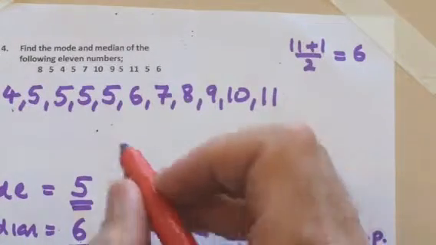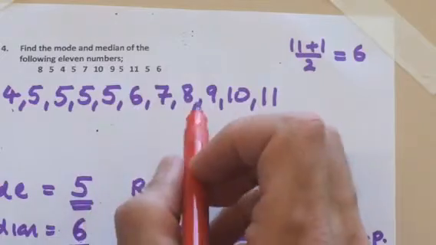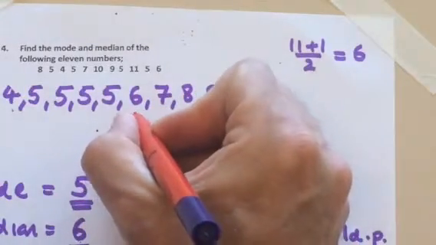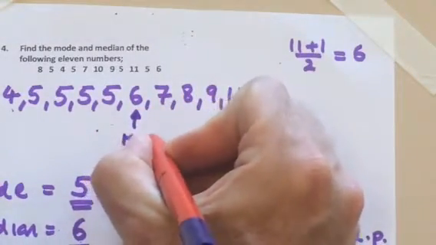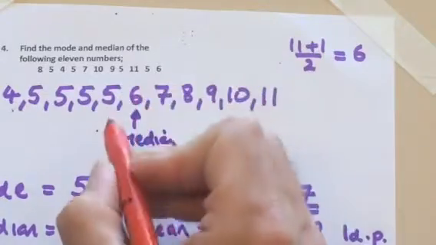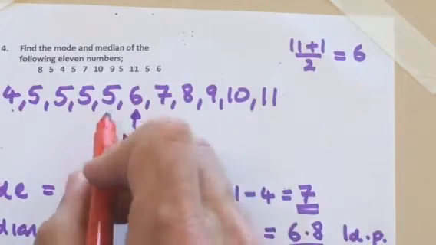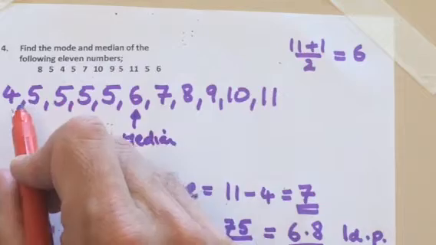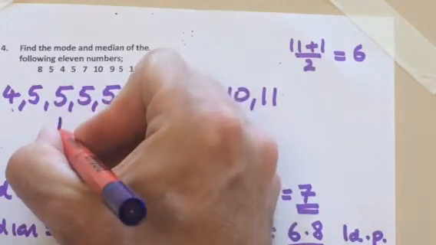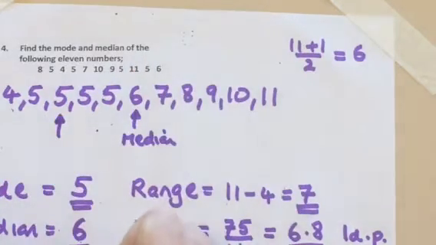So the lower quartile is the middle of the bottom half of the data. So that was the median there. So now the lower quartile is the middle of the bottom half of the data. Now there are 5 numbers there, and the middle number there is 5. So the lower quartile is 5.